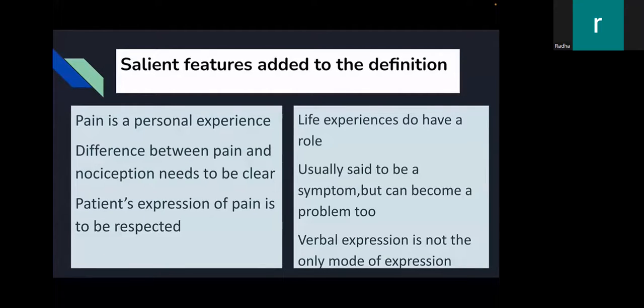Next, life experiences do have a role. At the time of pain, what is happening to them, or what was the situation? So that has an impact. We will see through our sessions why and how this has a role. Next, usually pain is said to be a symptom.